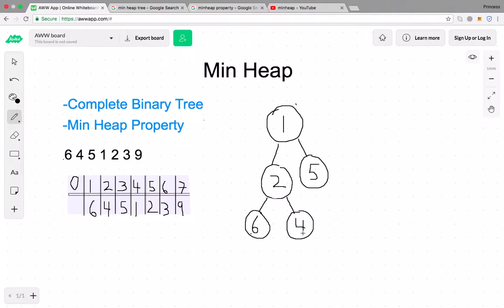And so our next number is 3. We insert 3 to the left of 5. However, we have another violation because 3 is less than 5, so we must swap again. So our last value is 9, and we insert it to the right of 3.